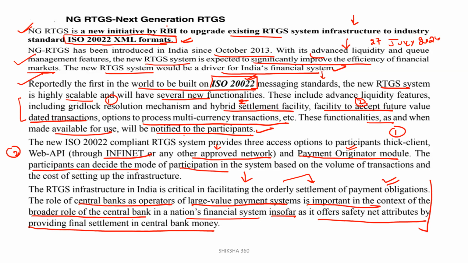Clear? So just simply remember what the new features are and what the new ISO is. That is 20022. This is very, very important, which they will ask in the examination. And this system was introduced in India, or started functioning, in October 2013. So these are some of the important points which you have to remember from the examination point of view.